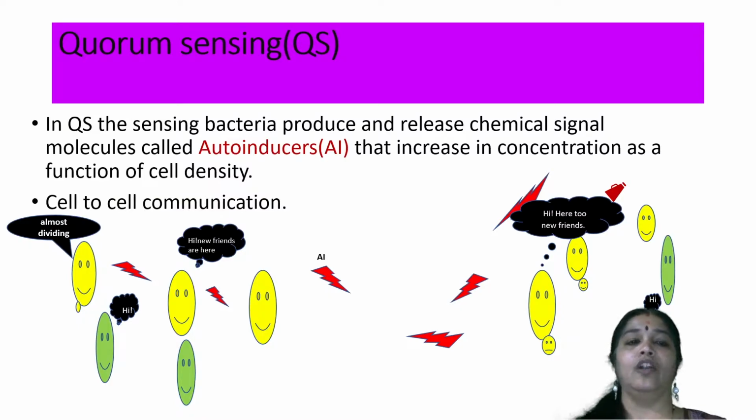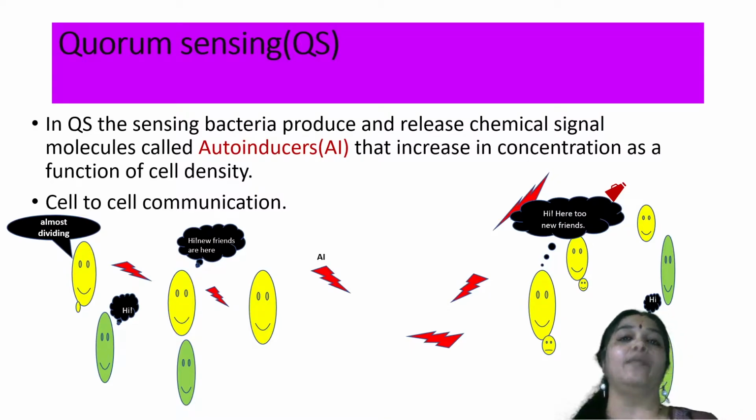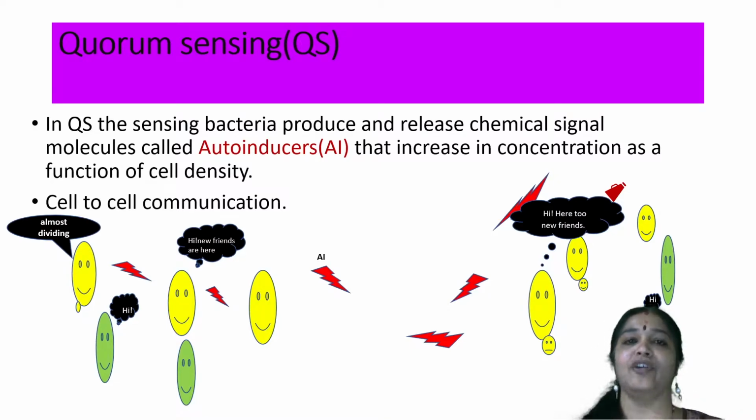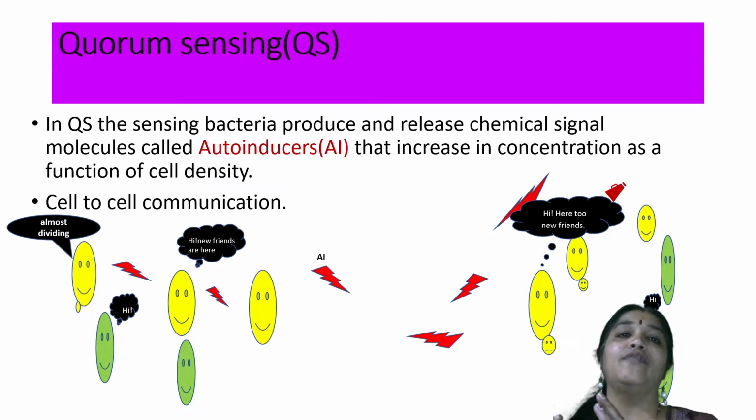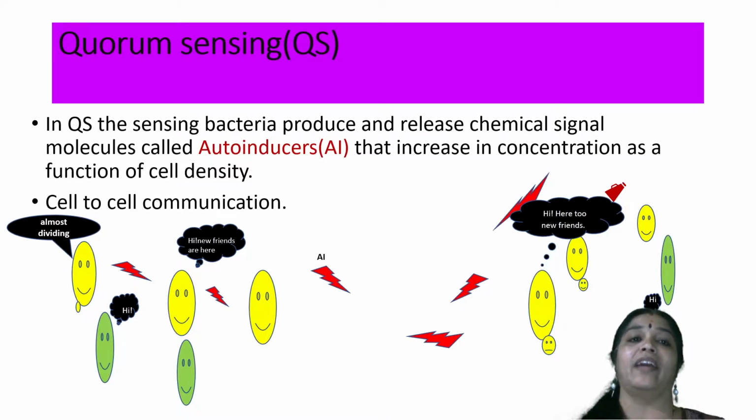Now let us look into the diagrammatic representation of quorum sensing. Now, quorum sensing, what is quorum? Quorum is nothing but a group of individuals who sit together, decide an agenda, and implement it. Exactly here in quorum sensing, the microbes are together and they decide upon a function that they have to implement. So that is what the microbes do.